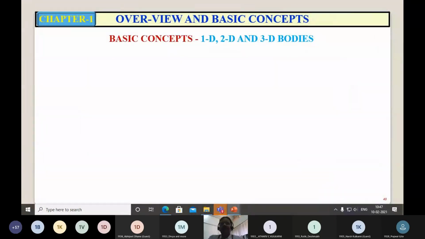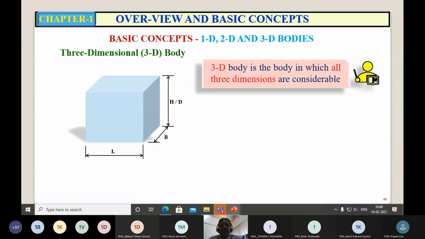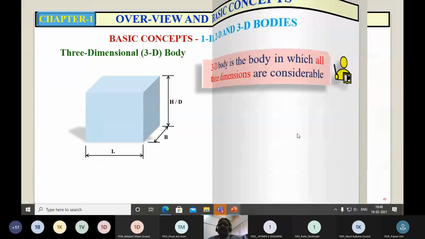Now, what are one-dimensional, two-dimensional, and three-dimensional bodies? Generally, a body is defined by its three dimensions. Are those length, breadth, and height or depth? So if all these three dimensions are significant, then we can say that the body is a three-dimensional body. So a three-dimensional body is the body in which all three dimensions are considerable.